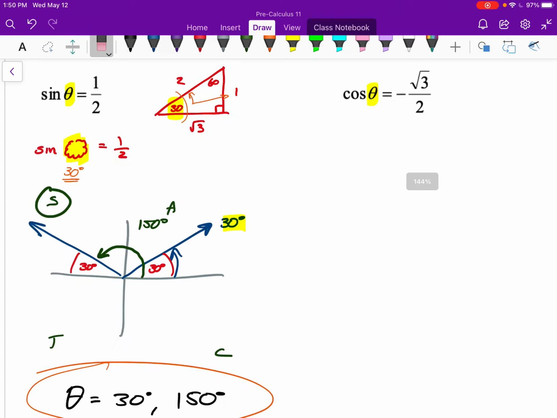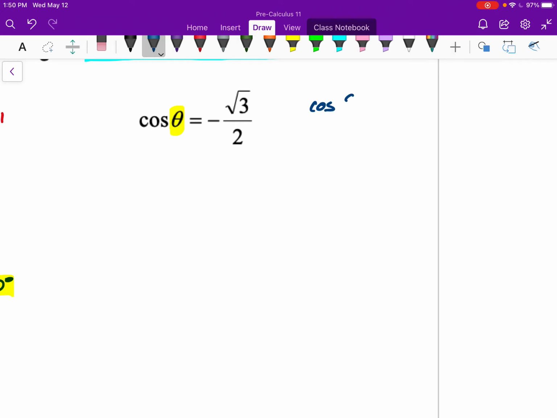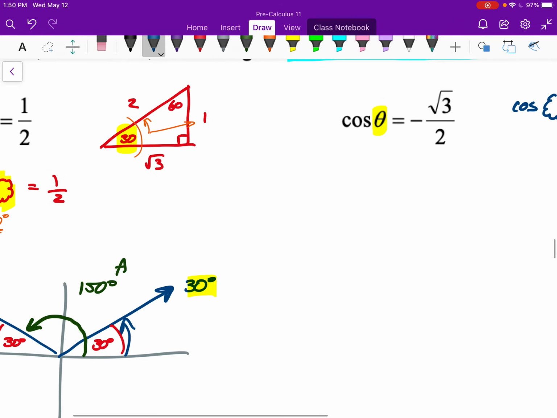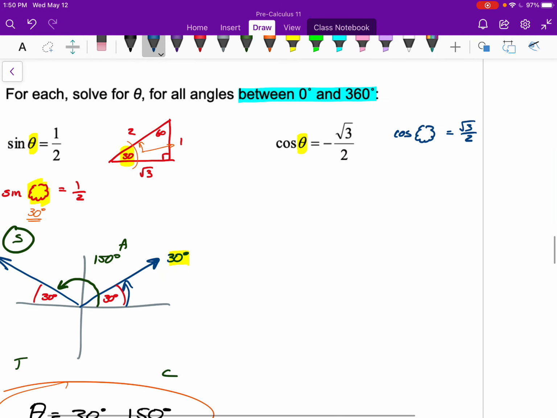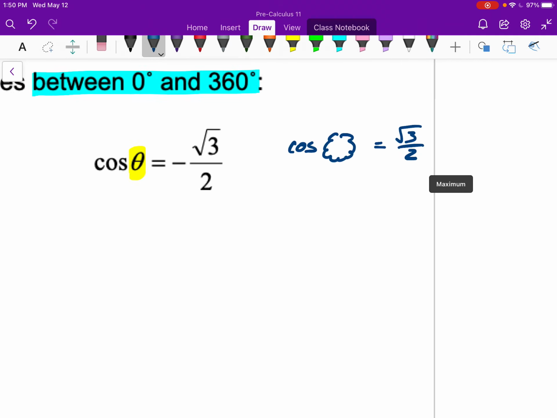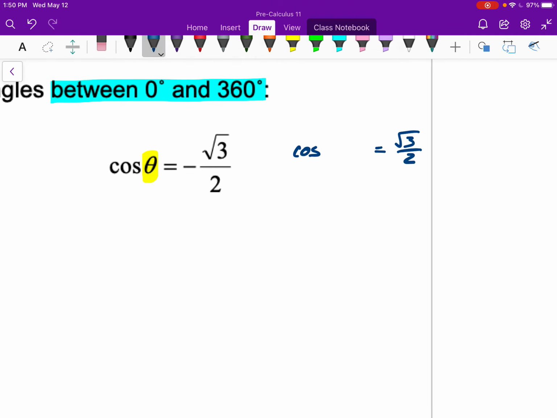All right, so let's look at this one. The cosine of theta equals negative root 3 over 2. Well, first let's think about the cosine of what equals positive root 3 over 2. Because again, root 3 over 2 should sound familiar. And again, it comes back from our special angle. In fact, from this same one here. I can see if I look back at this special triangle right here, that if I look at 30 degrees, cosine is adjacent over hypotenuse, root 3 over 2. So I know that the cosine of 30 degrees is root 3 over 2.